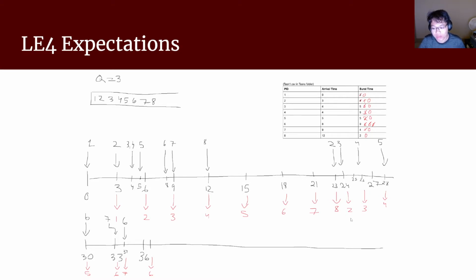At 24 it gets kicked out because it's done. It just needs another second. It's like, oh, I'm done, I just need another second. Now I'm done. So 2 gets kicked out at 24 and gets dropped, like it's gone. And then 3 comes in and executes for 2 more seconds right here. 5 minus 3 is 2, okay. And then it gets kicked out again.